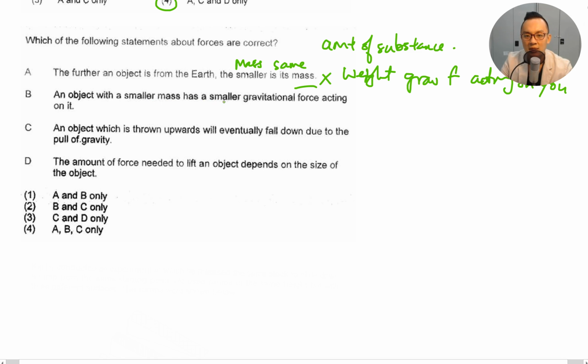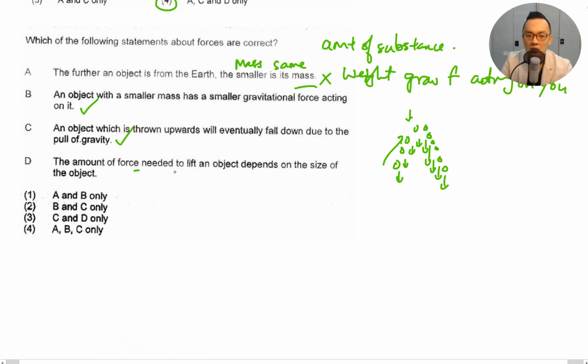An object with a smaller mass has a smaller gravitational force acting on it. This is correct. All right. So if you have a smaller mass, you have a smaller gravitational force. Larger mass, you have more substance in your body, you have more gravitational force acting on you. An object which is thrown upwards will eventually fall down due to the pull of gravity. This is also correct, all right? Because like I said, if you throw something upwards, it will eventually come down, because gravity is acting at all points. It's just that the upward force is going to be lesser than the downward force.